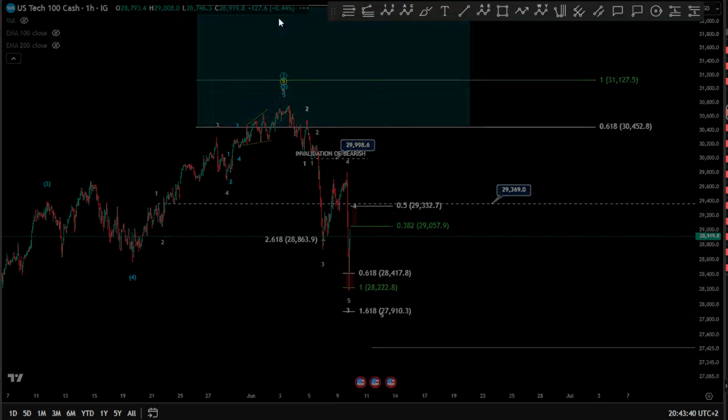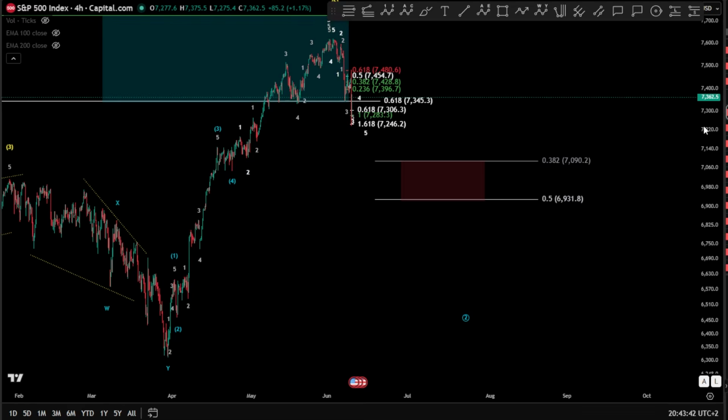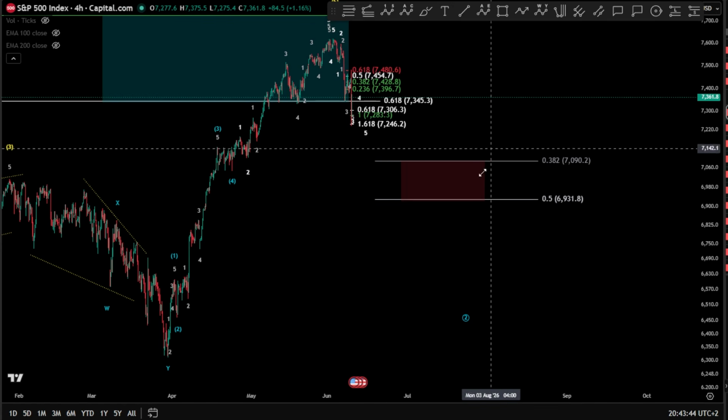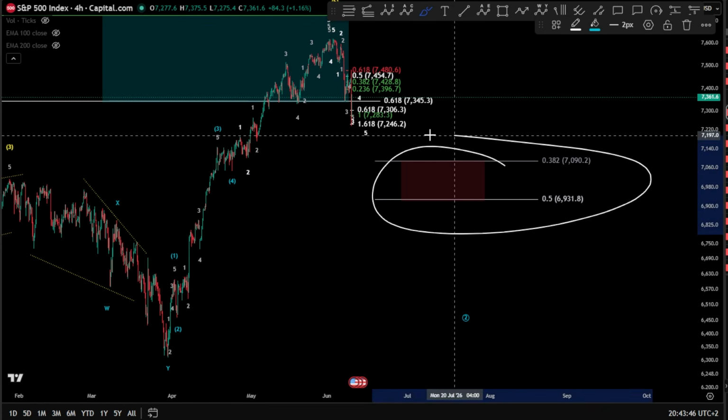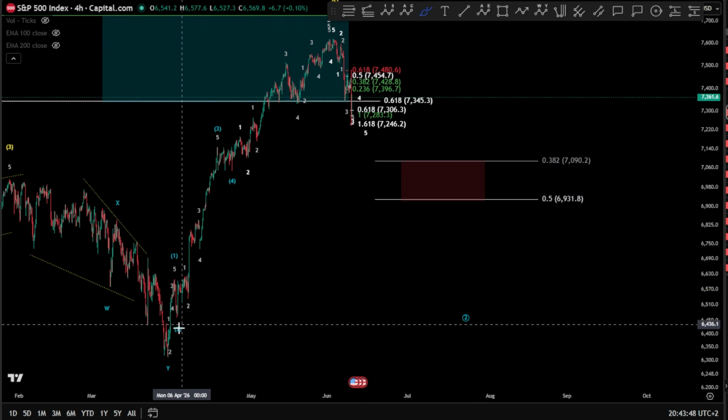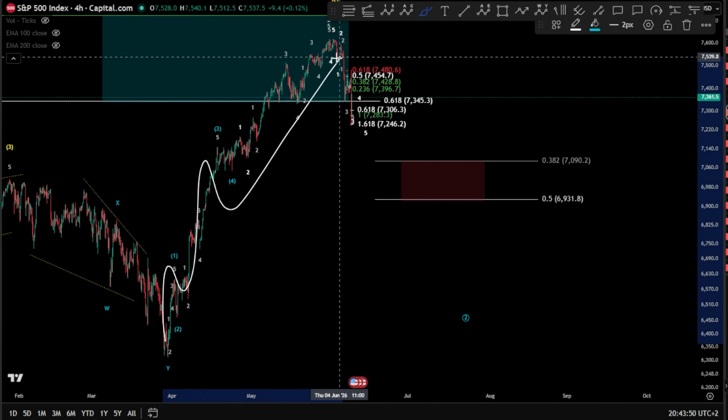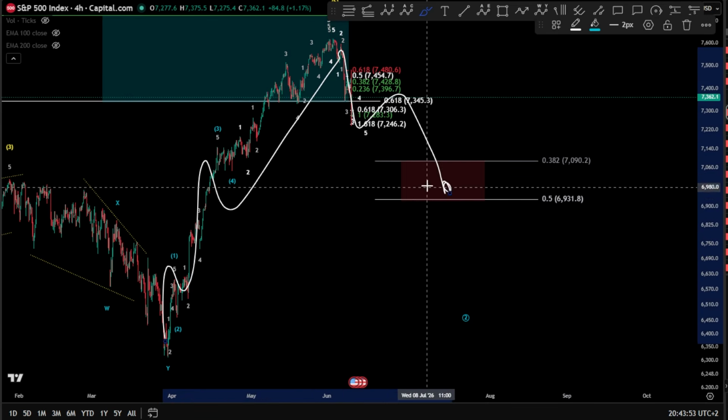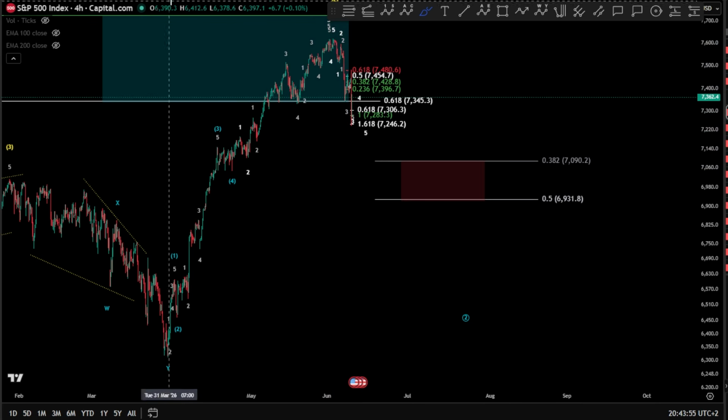Let's move to SPX. For SPX, also on the 4 hour chart, we are looking also for a very deep correction. Wave 2, 7K, 0.38, 1, 2, 3, 4, and a 5. Wave 1, A, B, and a C minimum target, guys. The impulse is not done yet.